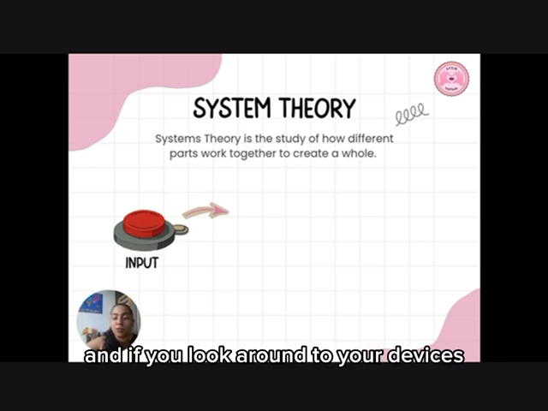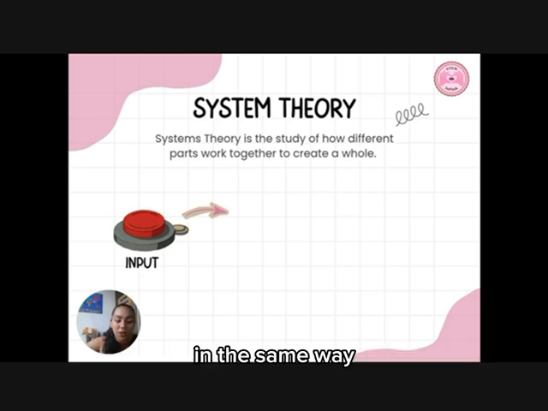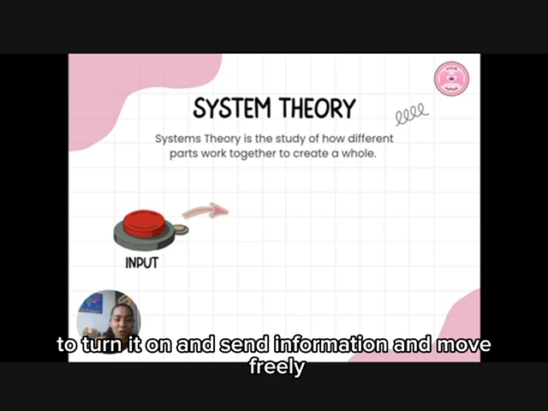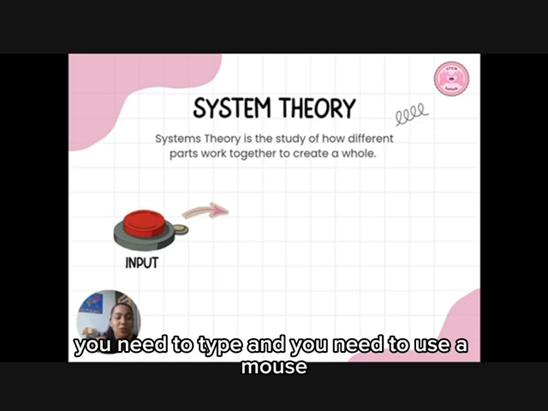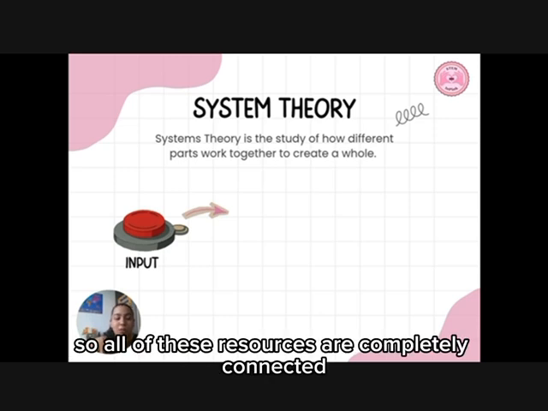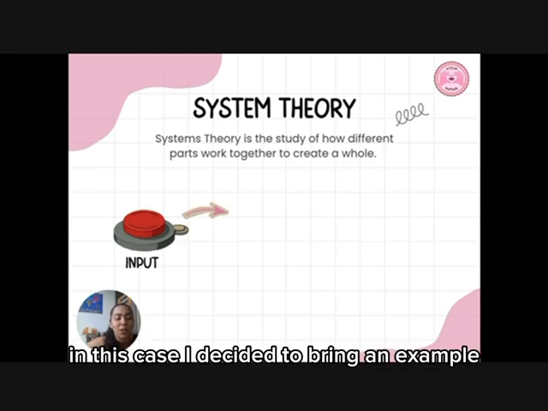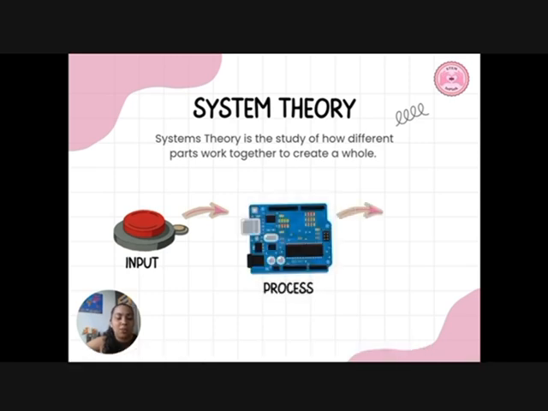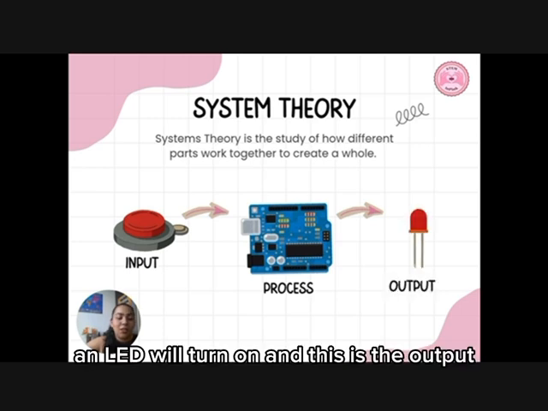And if you look around at your devices, you're going to notice that all of them work in the same way. You need to touch the screen of your phone to turn it on and send information and move freely, and also with your computer, you need to type and use a mouse. So all of these resources are completely connected. In this case, I decided to bring an example. I consider an input a button that I can press, and when this button is pressed, the Arduino Uno is going to process the information, and finally, an LED will turn on, and this is the output.